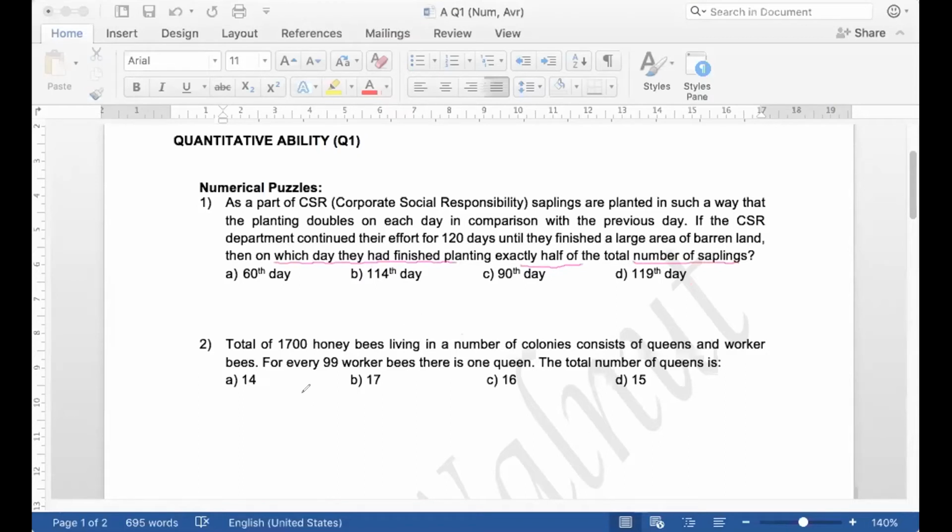Now, number 2. A total of 1,700 honeybees living in a number of colonies. This question, probably you saw a similar type of question in our first test. You remember that, the first test on the starting day. So that is 1,700 honeybees living in a number of colonies consisting of queens and worker bees. For every 99 worker bees, there is one queen. The total number of queens.